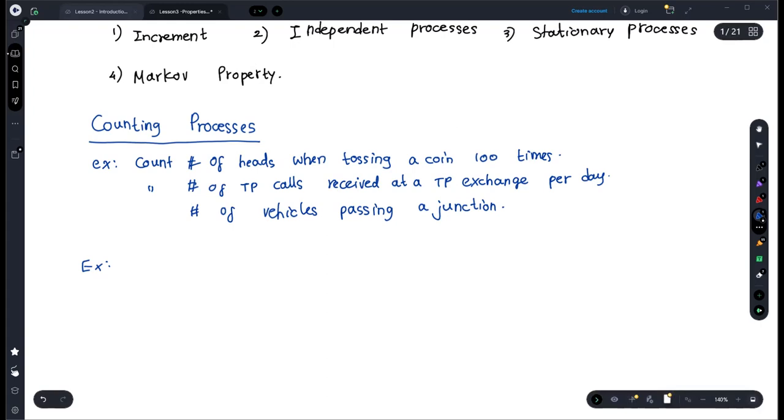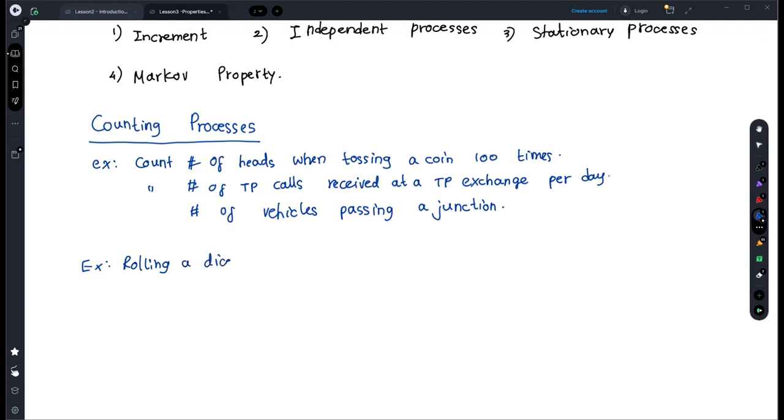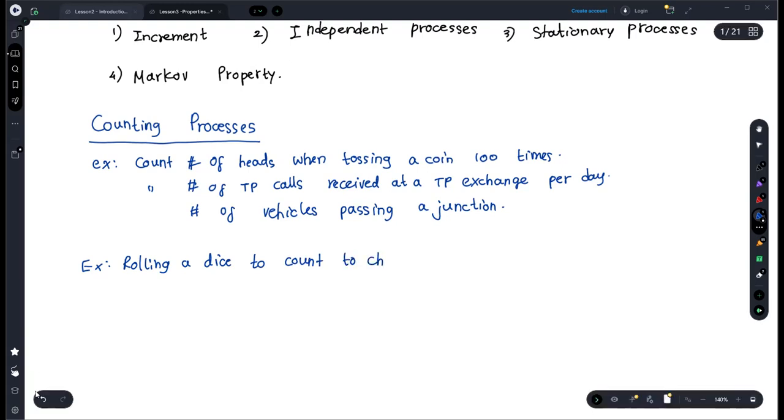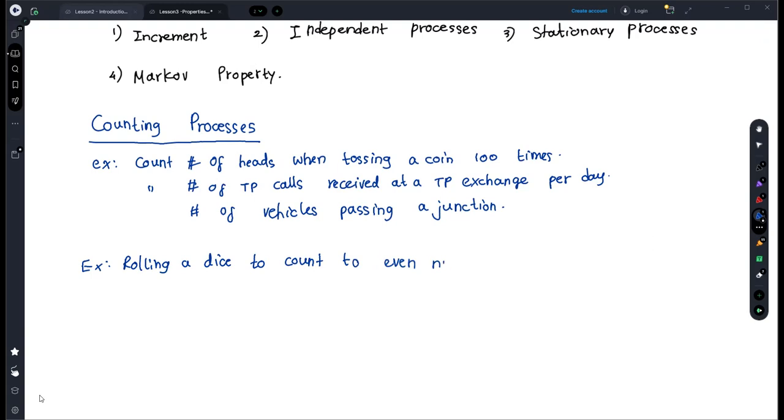Shall we try rolling a dice? You roll a dice to count whether you get, let's say, even numbers, right? So when you roll a dice, you get 1 to 6. So 1, 3, 5 will be odd numbers. 2, 4, 6 will be even numbers, right? So let's say rolling a dice to count even numbers. Let's say you roll the dice 100 times. Okay.